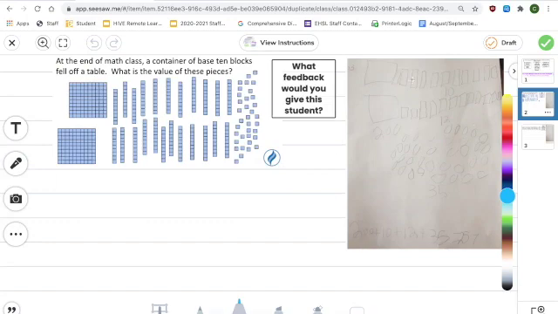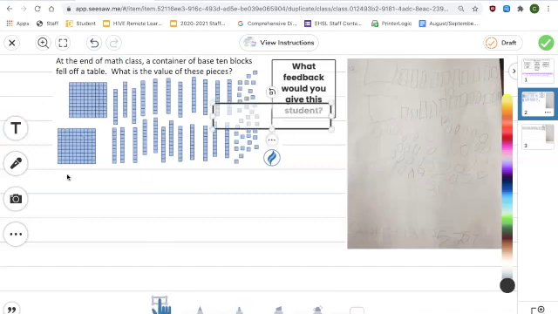This picture is supposed to show this student's thinking for how they solved the problem. What feedback would you give this student looking at all of their work about solving this problem? Remember, it needs to be positive and it needs to be specific, just like we did in our class example.